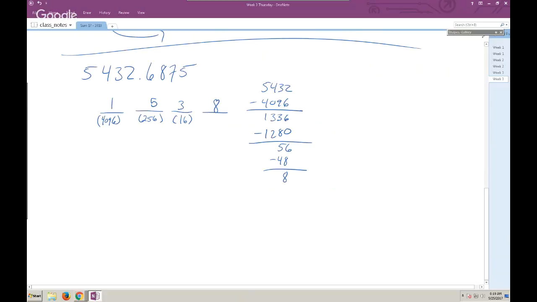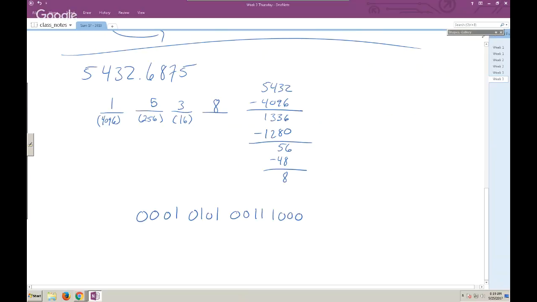Okay, so we need to get it in what base, though, for us to look at here? Binary. All right, so 0, 0, 0, 1. What's 5? 0, 1, 0, 1. A 3. Yeah, 0, 0, 1, 1. And then an 8.